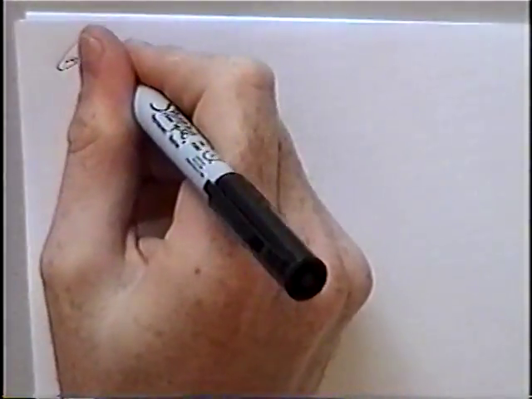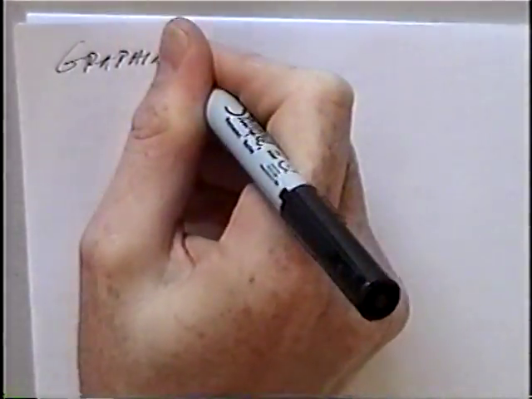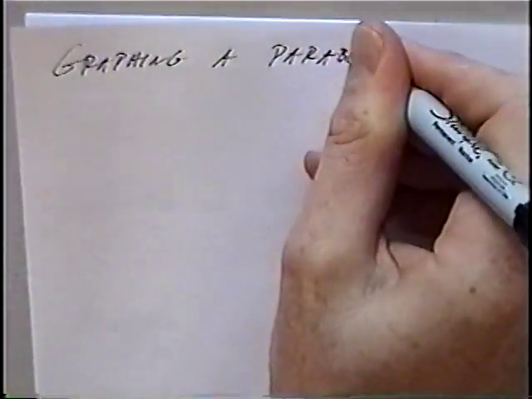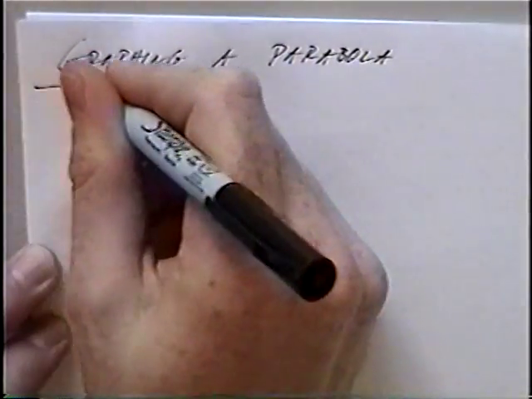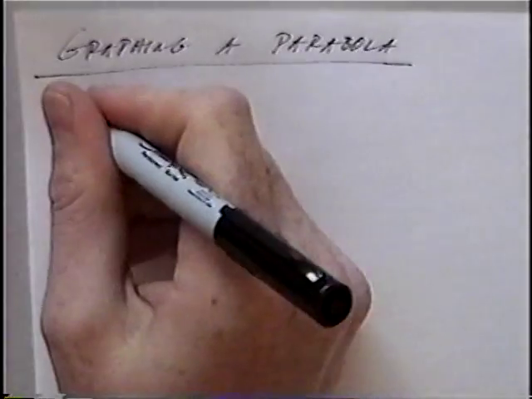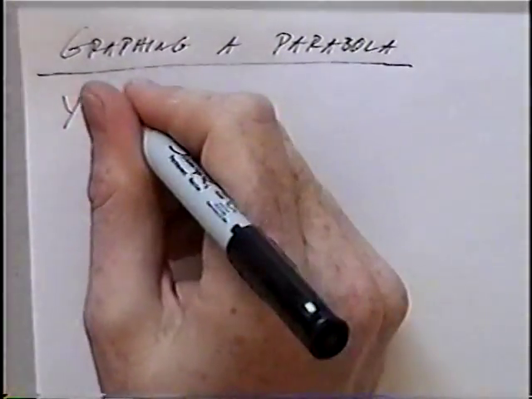Title of the first section today is Graphing a Parabola. First equation is y equals x squared.